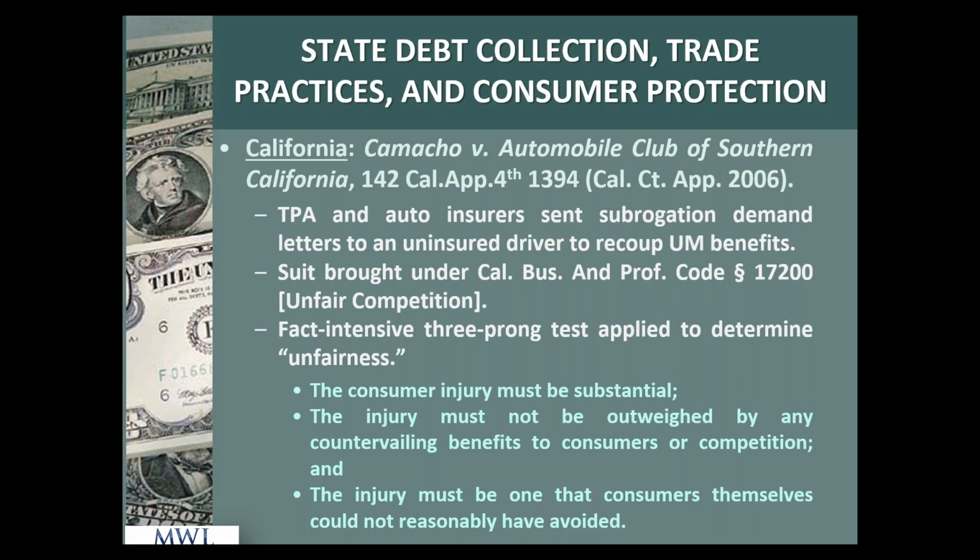So the court was looking at this and saying, is this unfair? And of course, the courts came up with a 3-pronged test. They looked at, 1, the consumer injury must be substantial. 2, the injury must not be outweighed by any countervailing benefits to consumers or competition. And 3, the injury must be one that the consumers themselves could not reasonably have avoided.